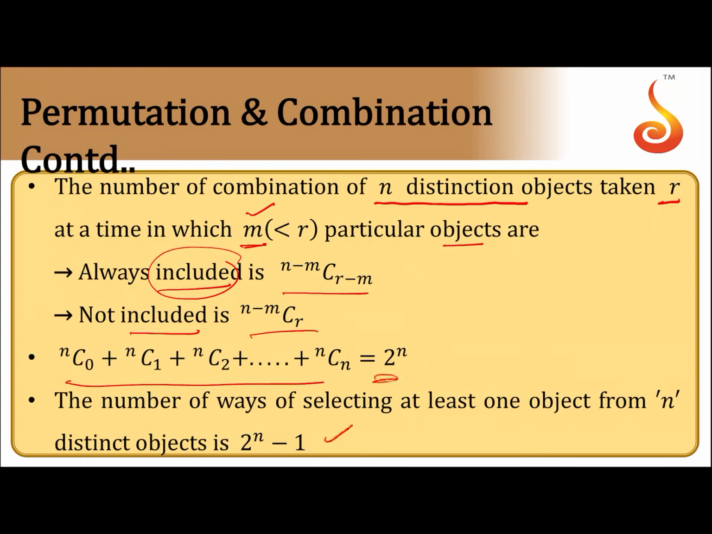The next one is the number of selections of n distinct things taken any number at a time with at least one object selected, which is 2 power n minus 1. This can also be written as the number of selections of n things taken at least one: you may select one object, two objects, three objects, or all the objects, and that is the same as 2 power n minus 1.